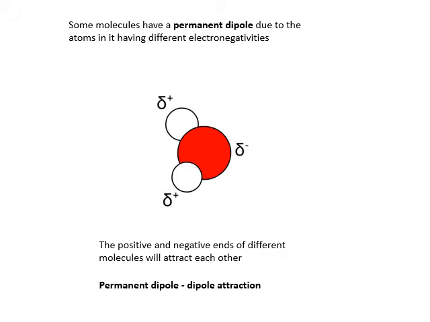Now, some molecules have a permanent dipole. We've talked a lot about dipoles, and that's due to the difference in electronegativities. If we look at this water molecule, it has a negative end around where the oxygen is, and the hydrogen ends, if you like, are positive. And what will happen is that the positives and the negatives will attract each other. So this is a permanent dipole attraction.